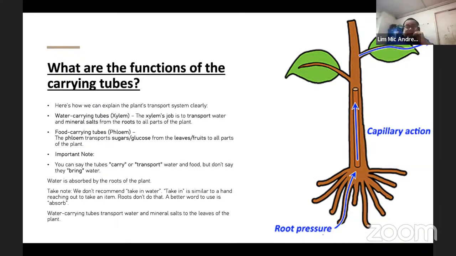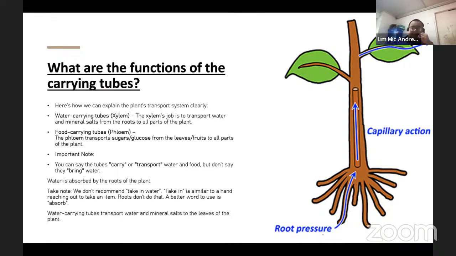Many students tell all teachers in the world that actually the roots take in water, right? The roots take in water for the plant to grow. But however, in science wise, there is a bit of an issue here.